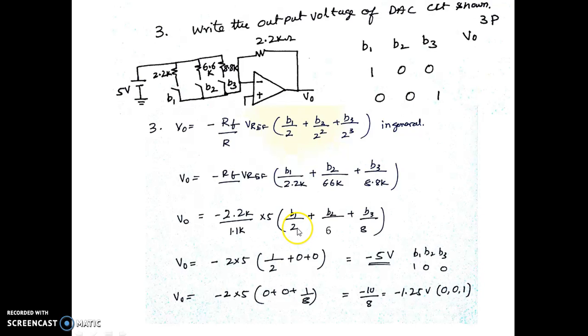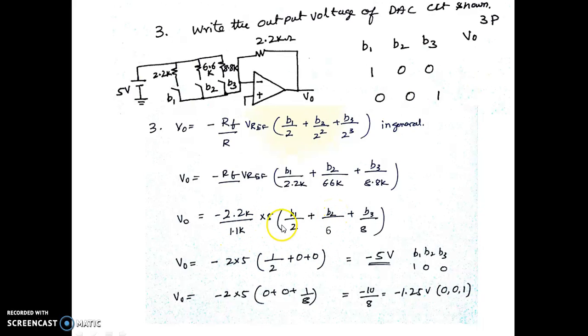If I take out 1.1K, this is 2, 6, 8. Actually, the weights would have been 2, 4, 8. Since there is a resistance of 6.6K instead of 4.4K, we are having this as B2 by 6. So this is an error which is being introduced in this resistor. Instead of 4.4, it is 6.6 kilo ohms. That's why it is B2 by 6 here.